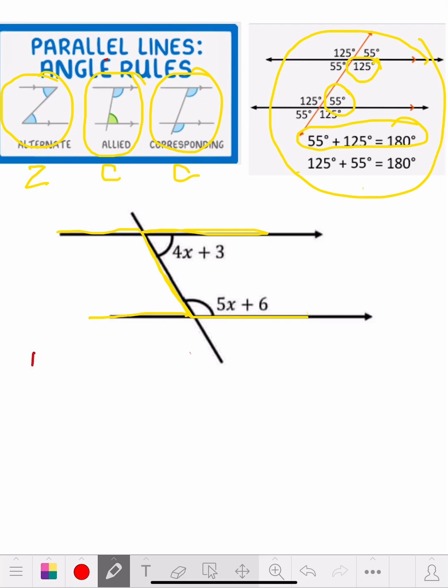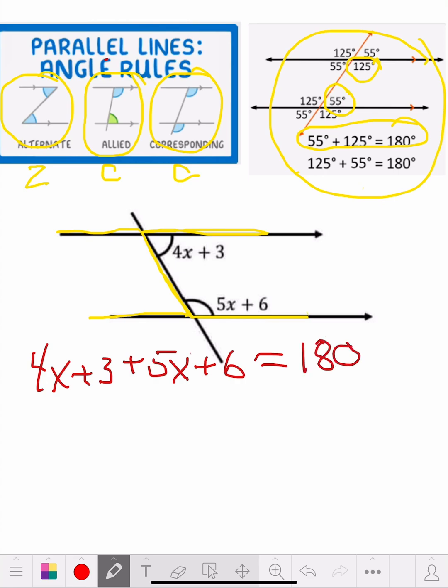So we get 4x plus 3 plus 5x plus 6 equals 180. Now we just got to combine like terms. So we got a 4x and a 5x, that's a 9x. Now we got a positive 3 and a positive 6. You got to always watch the signs. Don't forget that. So we got two positives, they equal a positive. So we got a plus 9, and that equals 180.